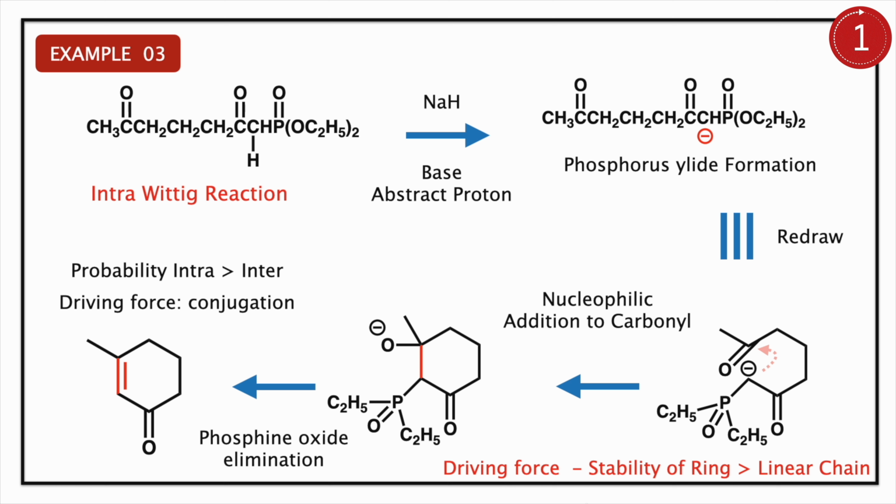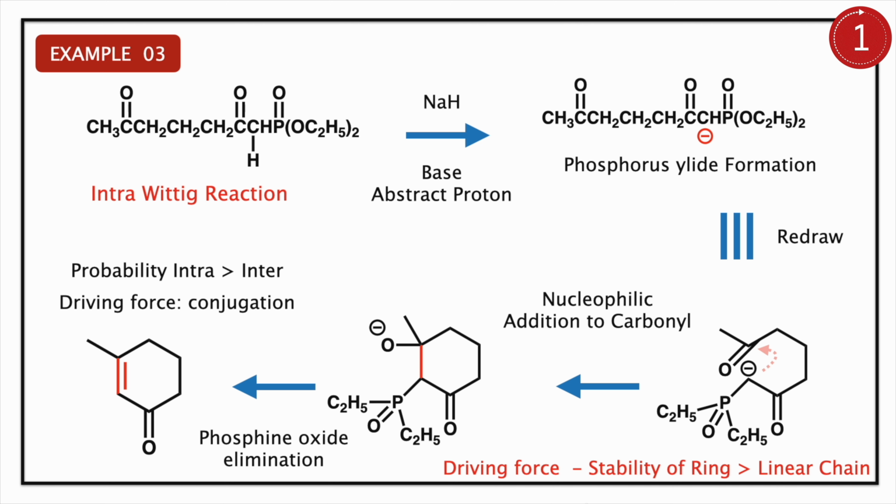To identify the reaction you should redraw it as a ring structure, because it will form a ring due to carbon-carbon bond formation. So draw it like a 6-member ring. The carbonyl is attacked by the nucleophile. You have a new C-C bond. Another driving force for the reaction is that the stability of the ring is higher than the linear chain.